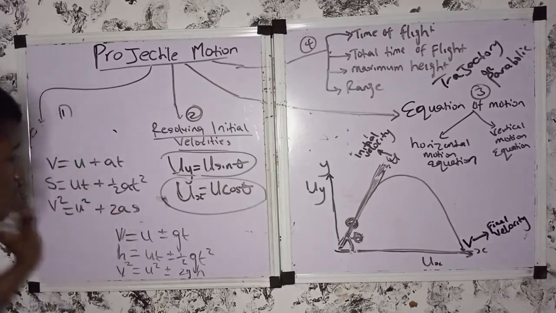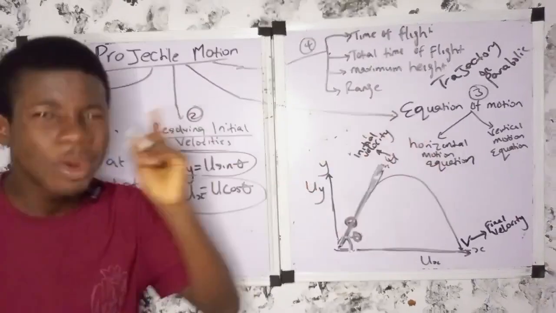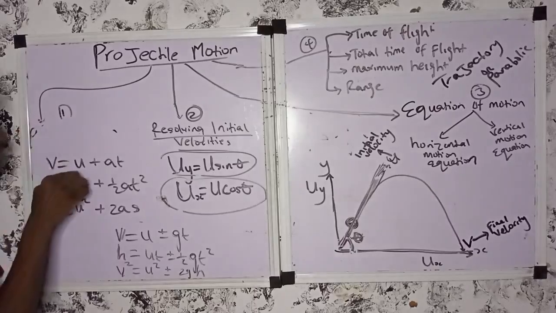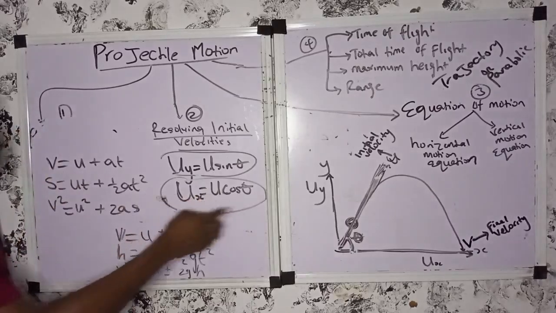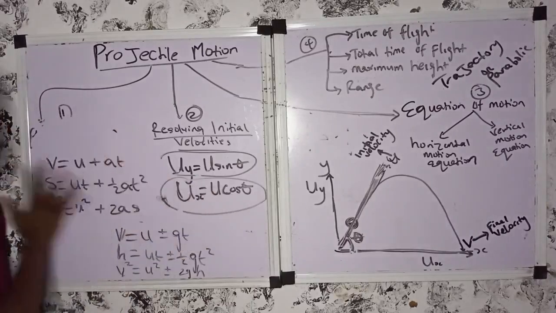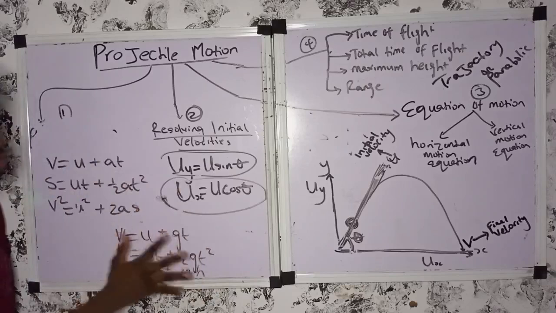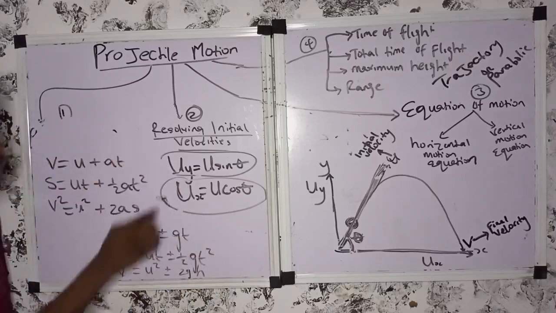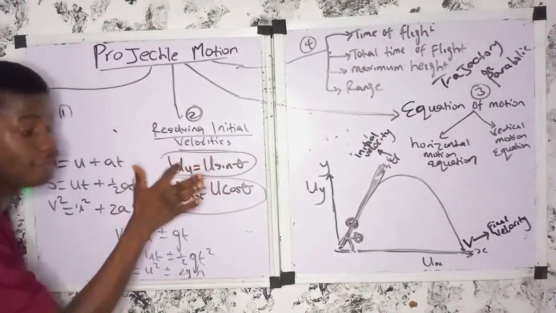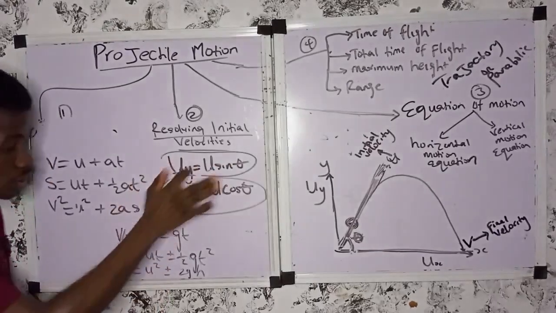Remember, this equation is the equation of horizontal motion, right? This velocity is the horizontal velocity. So whenever we see u here, we place all these things here, because we are dealing with horizontal motion. While in this other one, we are dealing with vertical motion, right? So the u in this part, we use this one, because this is the initial vertical velocity. I don't know if you understand.